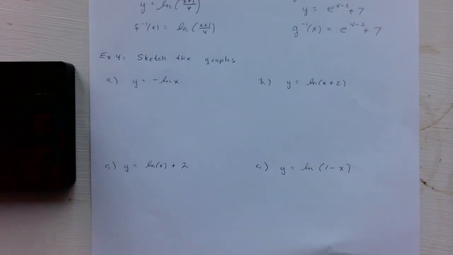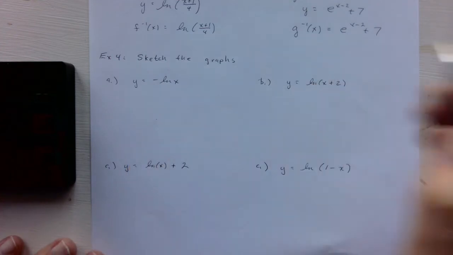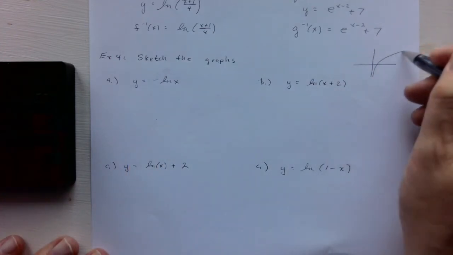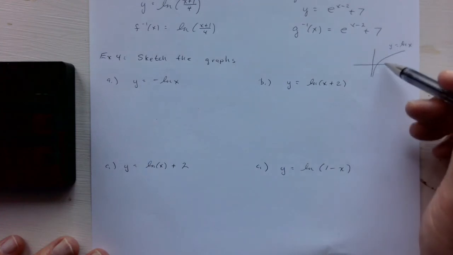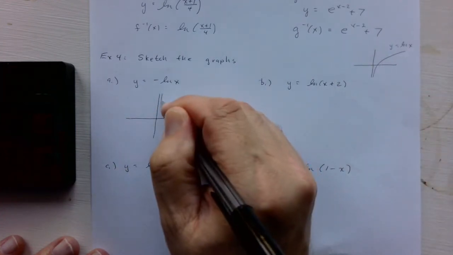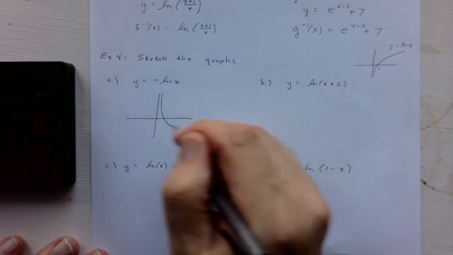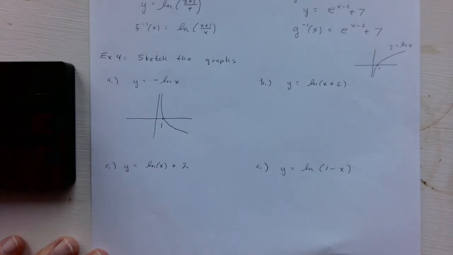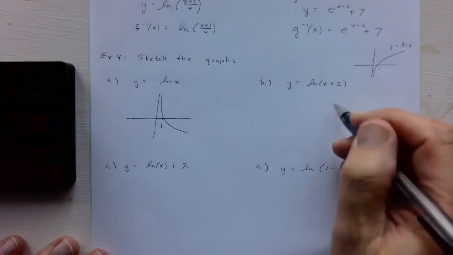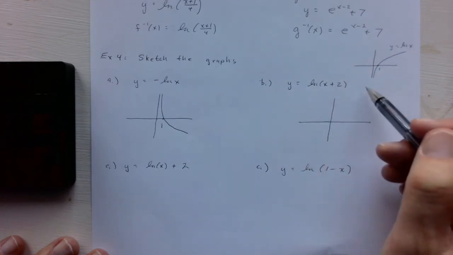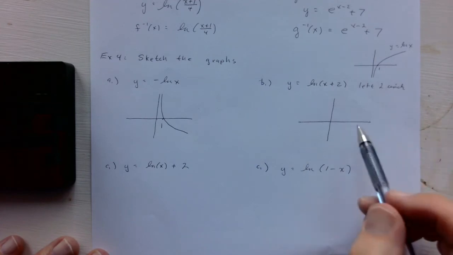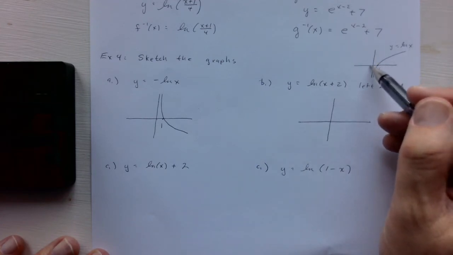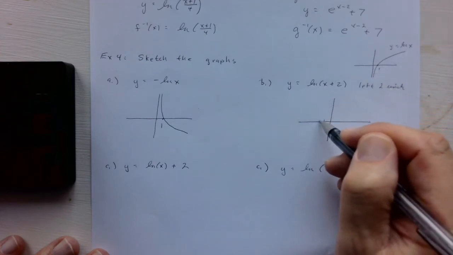Sketching graphs. This is just more of what we did in the previous section and in the section on transformations. Just remember what the graph of the natural log of x looks like. It looks like this. If we put a minus sign outside, we're reflecting it through the x-axis, and the x-intercept is still at 1. If we replace x with x plus 2, that's not a reflection, that's a shift to the left 2 units. So we're shifting the graph, and we're also shifting the asymptote, so we're going to have an asymptote at negative 2.